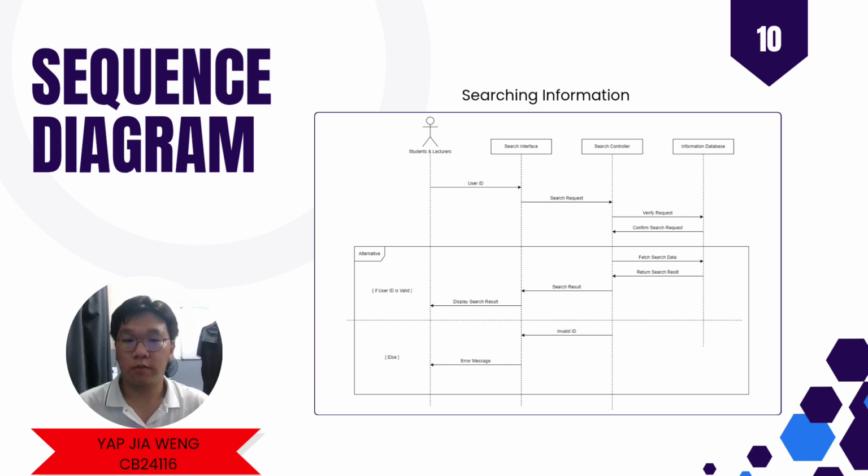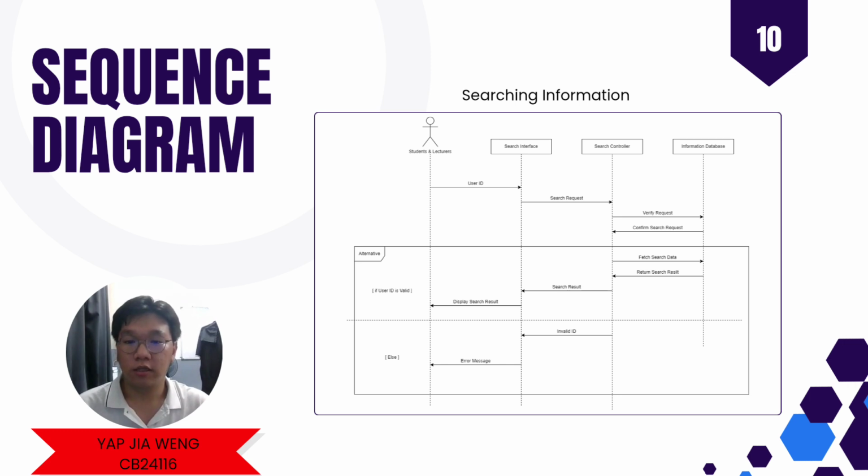Now I would like to talk about sequence diagram for searching information. This sequence diagram shows how students and lecturers perform a search in the system. First, the user needs to enter user ID into the search interface, which sends a search request to the search controller. The controller then verifies the request by checking with the student information database.